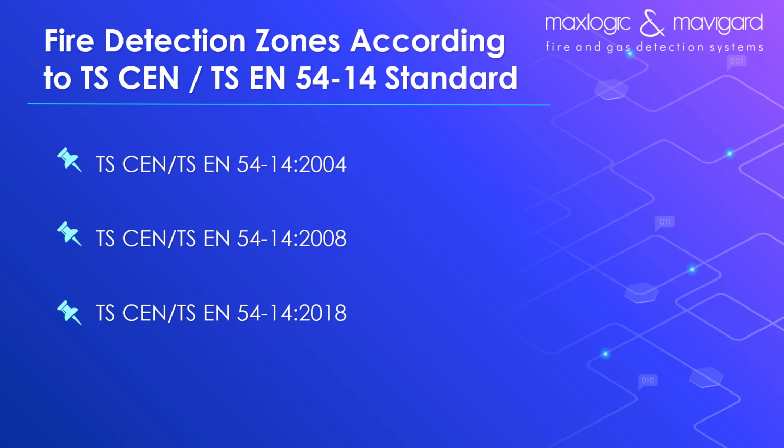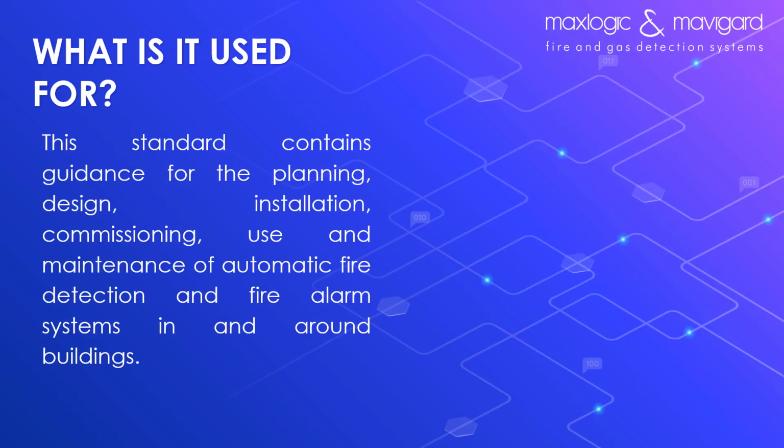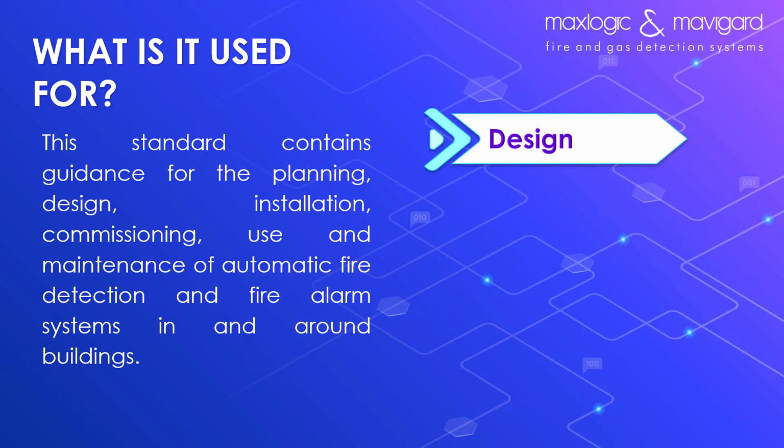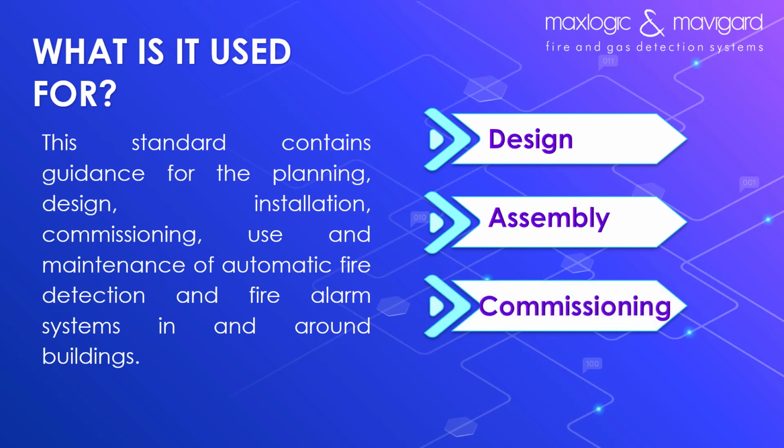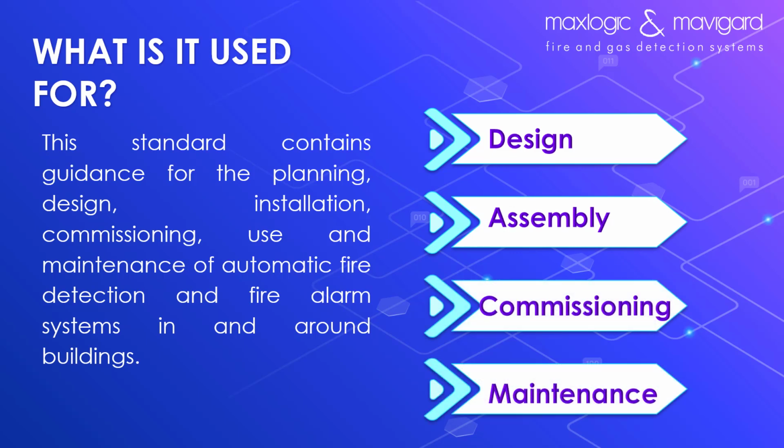In this presentation, the changes in the final version of the EN 54-14 standard published in 2018 were mentioned and useful information was tried to be conveyed for the design of an accurate fire detection and alarm system. So, what is it used for? The EN 54 standard includes guidance for planning, design, installation, commissioning and maintenance of fire detection and alarm systems so that they can be correctly projected and kept in continuous operation.